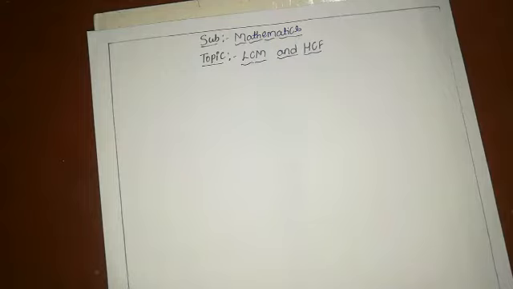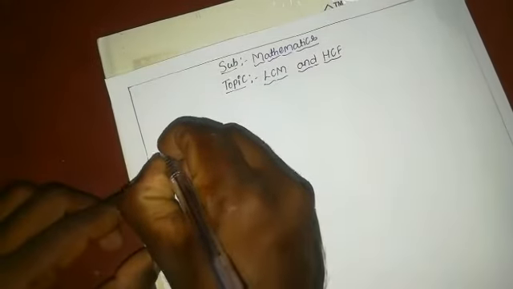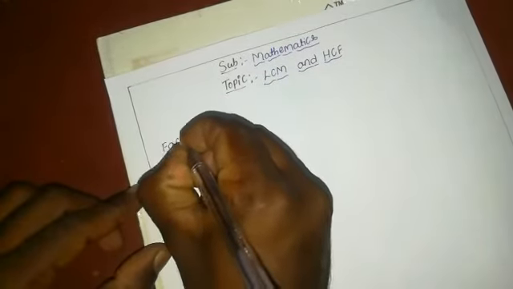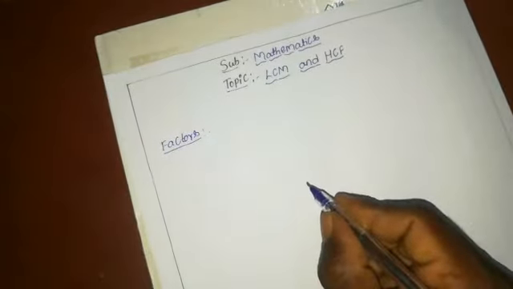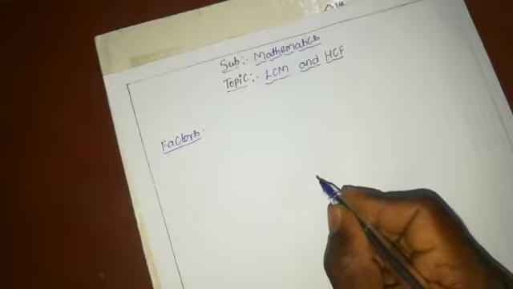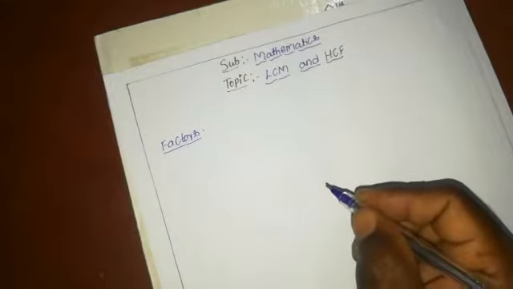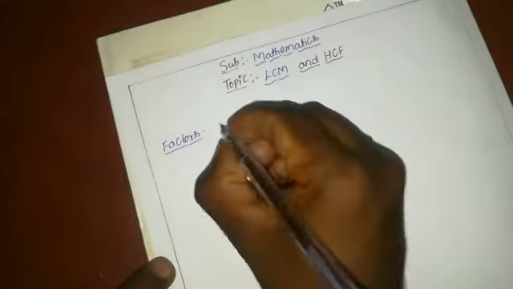At first we have to study about factors. What do you mean by factors? A number which divides a given number exactly, or without any remainder, is called a factor. What is a factor?